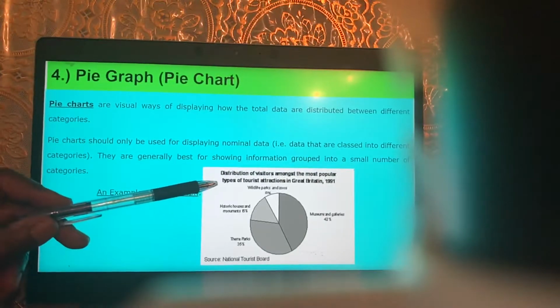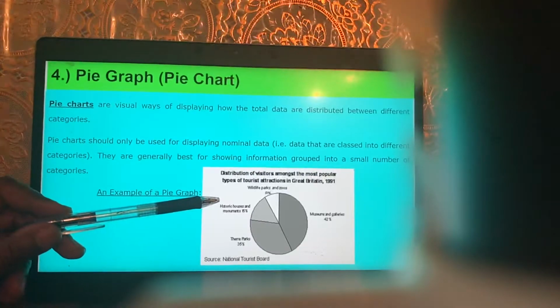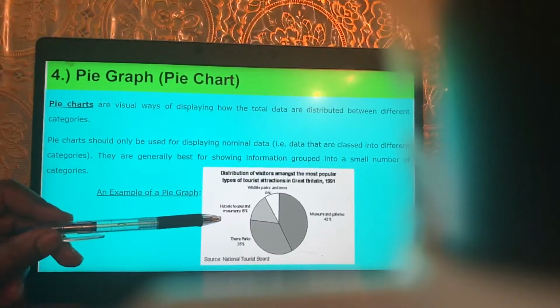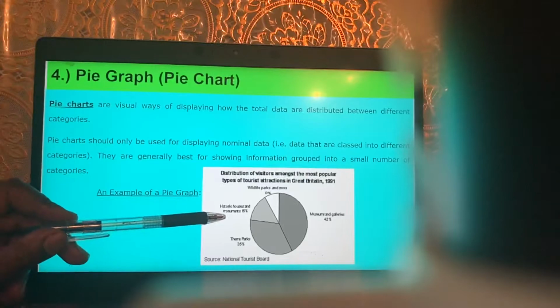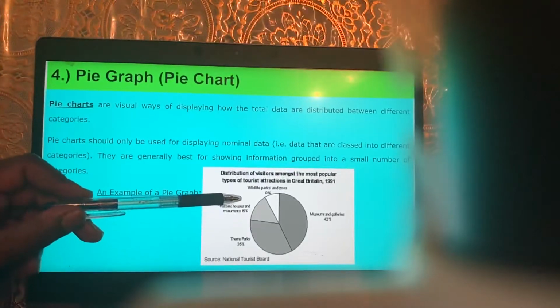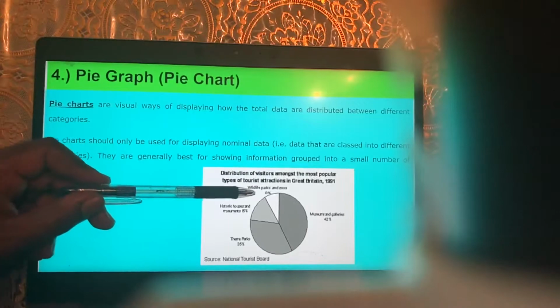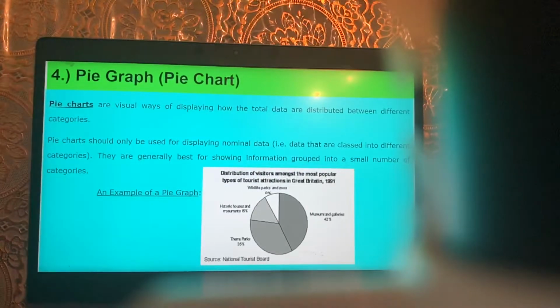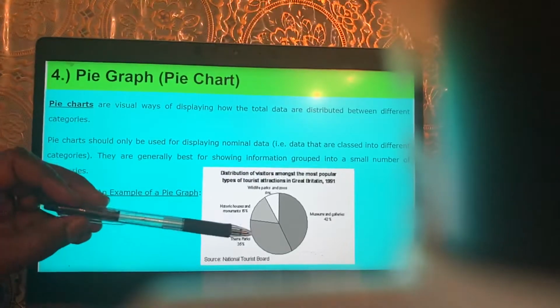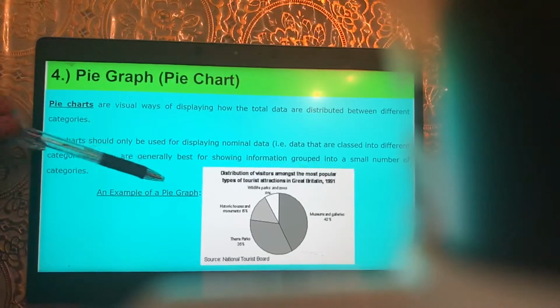So for instance, the distribution of visitors amongst the most popular types of tourist attraction can be, for instance, those people who visited historical sites and monuments might be 15%, wildlife parks and zoos might be only 8%, and so on. Museums and galleries 2%. Like that, you can use a pie chart.